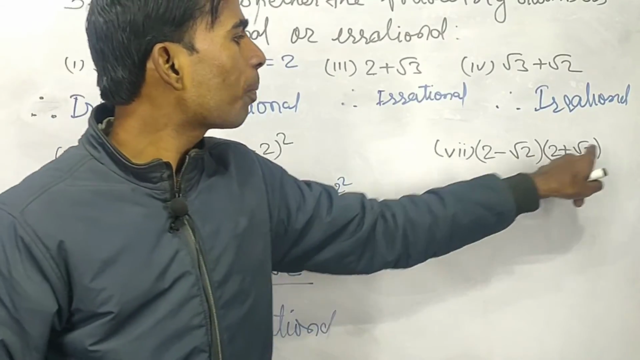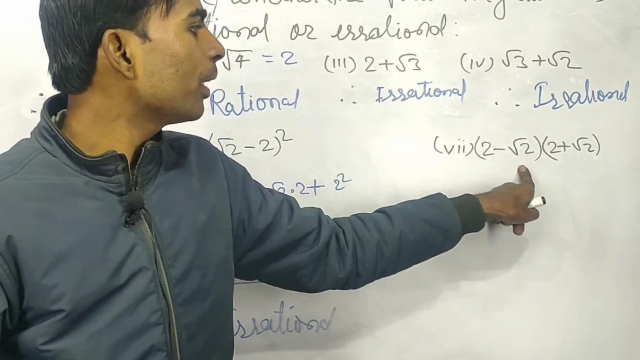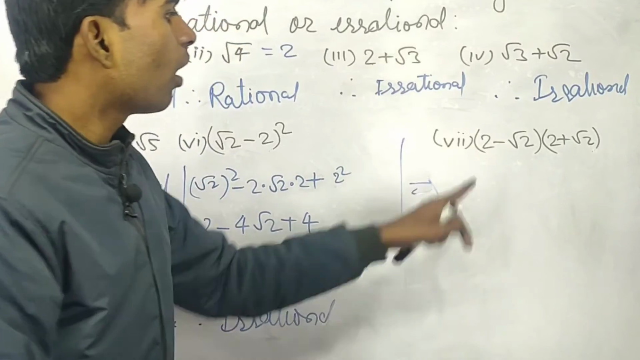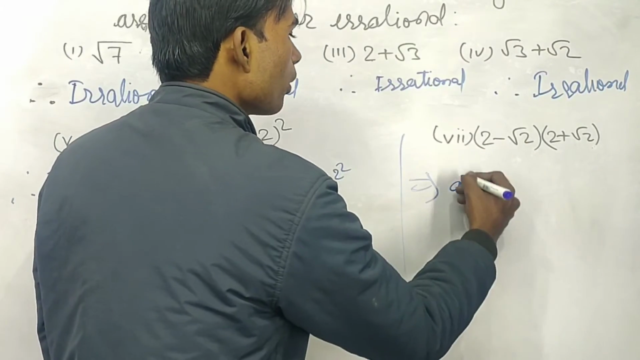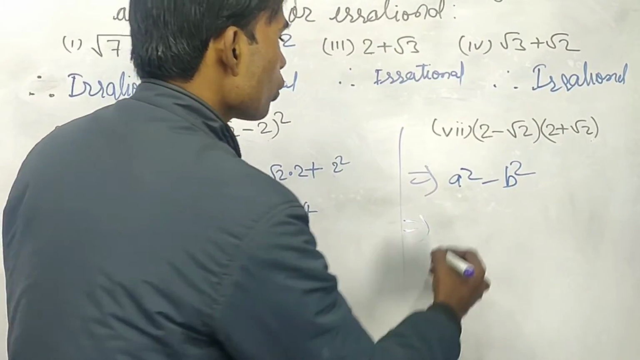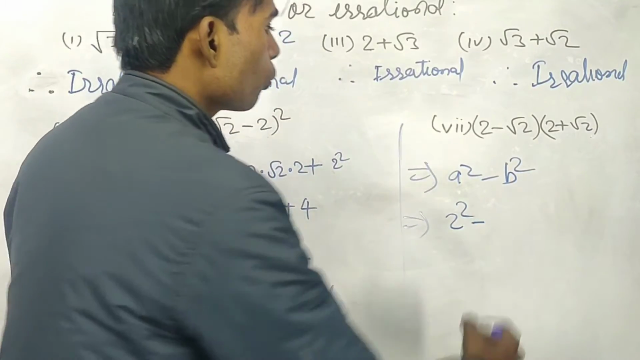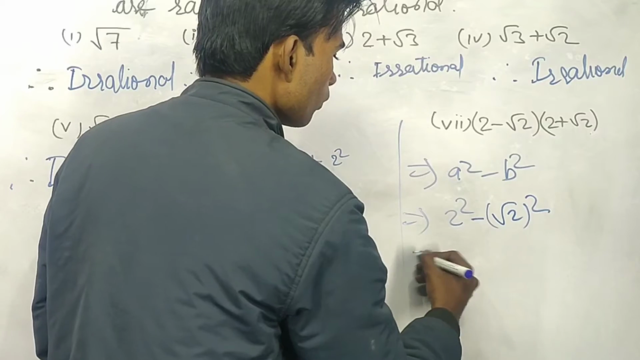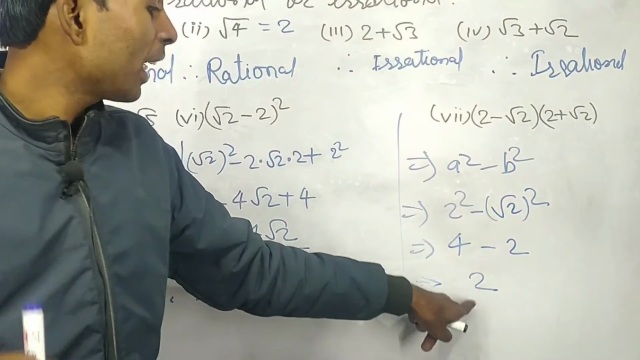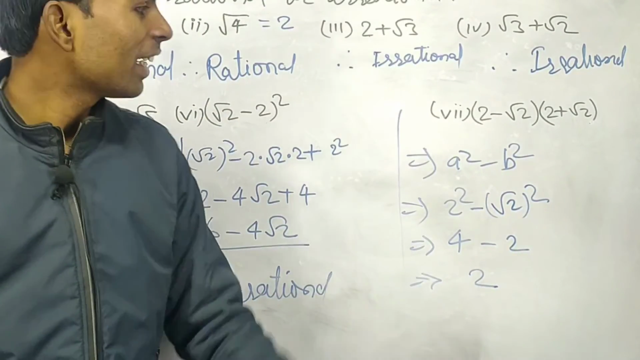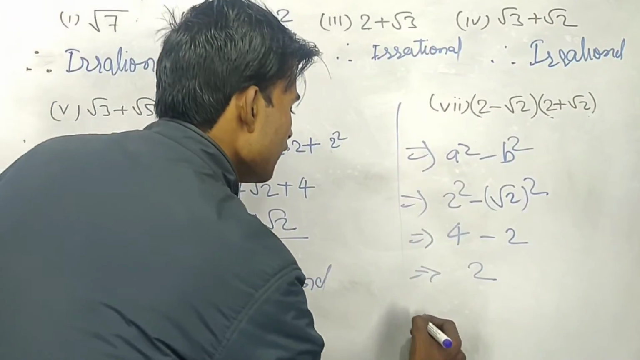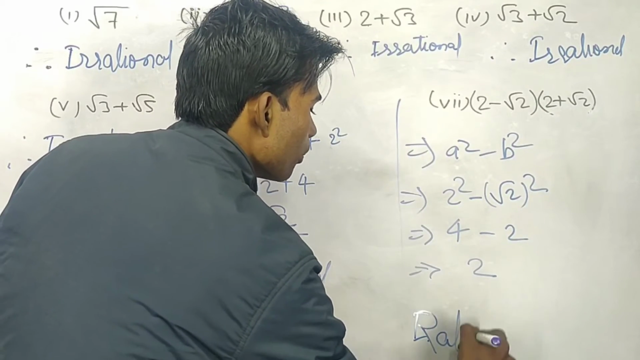(2 minus root 2)(2 plus root 2) is in the form of (a minus b)(a plus b). When we solve it, it will be a square minus b square. That means 2 square minus root 2 square. Here will be 4, here will be 2, so the answer is 2, and we know that 2 can be written in the form of p by q. That's why (2 minus root 2) into (2 plus root 2) is a rational number.